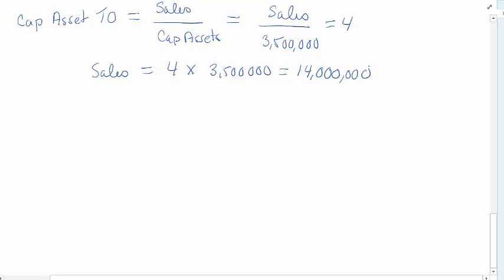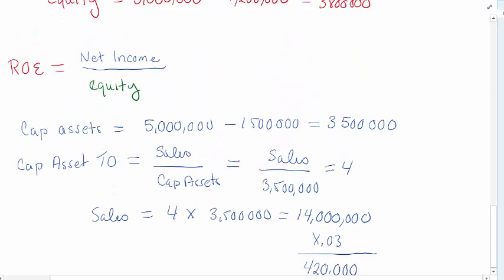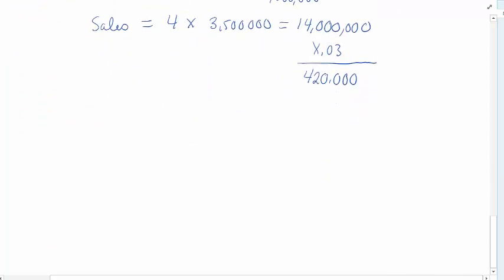We're also told that our return on sales is 3%. And remember what that means is it means that you turn 3% of your sales into net income. So if we multiply this number by 3%, we'll get a net income of $420,000. So we can go up now, and we found our numerator. It's $420,000. Now the only thing we need is our denominator, and our denominator is going to be our total equity.